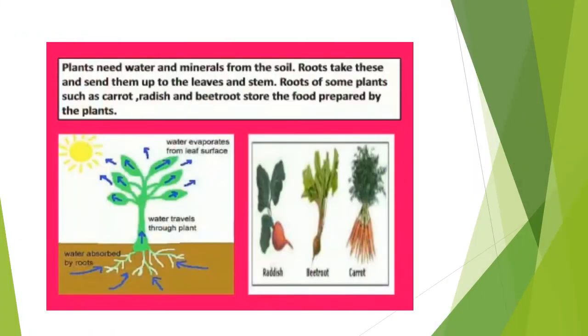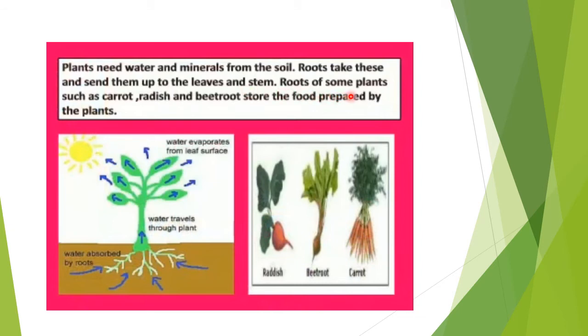Now, plants need water and minerals from the soil. So, roots take this and send them up to the leaves and stem. Now, what is the main function of the root? The root takes the water and the minerals from the soil and sends them up to the leaves and stem.